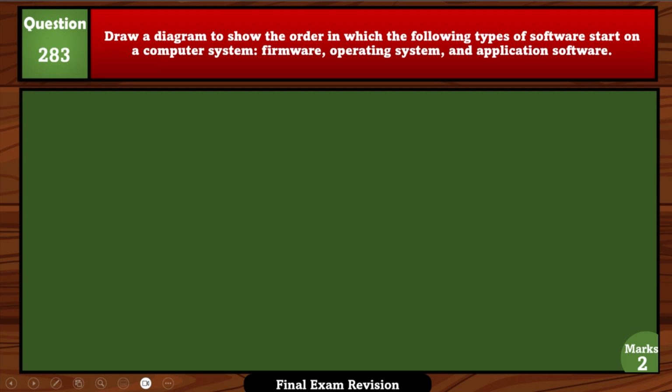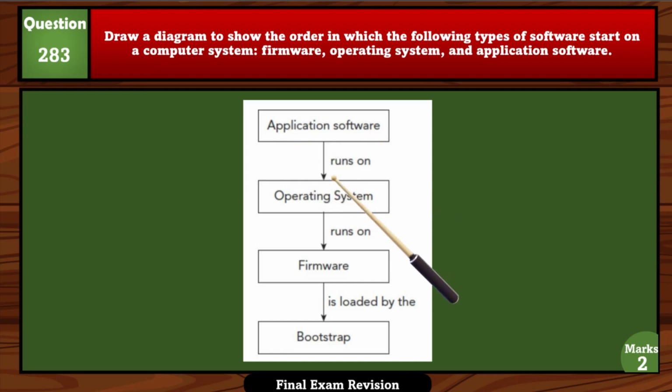Question 283. Draw a diagram to show the order in which the following types of software start on a computer system: firmware, operating system, and application software. So here's a diagram. Application software runs on the operating system. Operating system runs on firmware, and firmware is loaded by the bootstrap program. So that is the order.